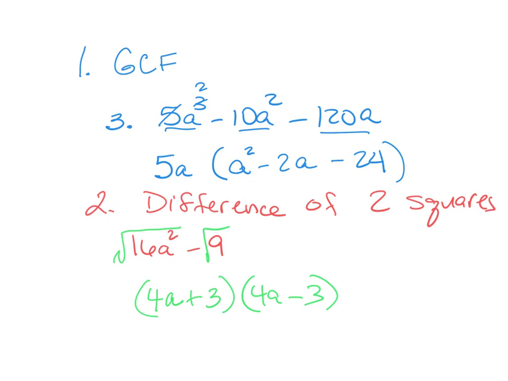The square root of 16 is 4. The square root of A squared is A. The square root of 9 is 3. If you FOIL that back, you get what you started with. So if you ever get stuck and you can't remember, just FOIL back what you think the answer is.